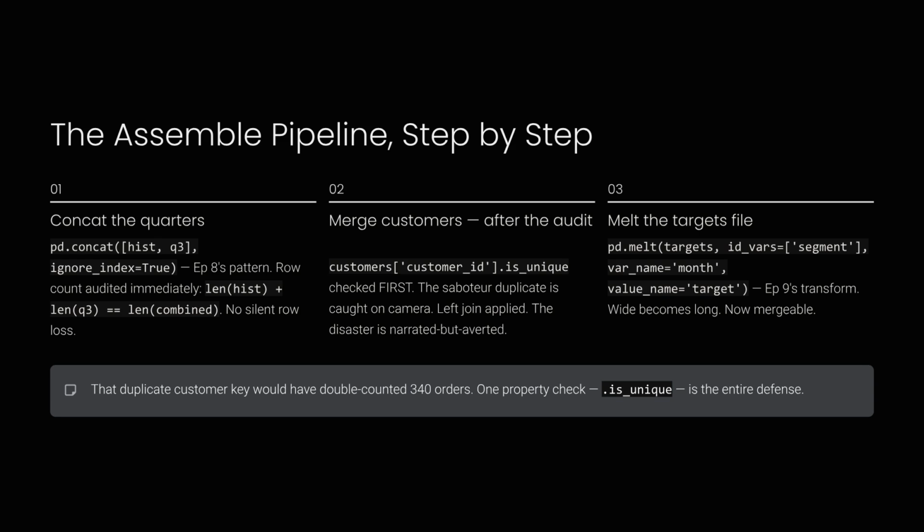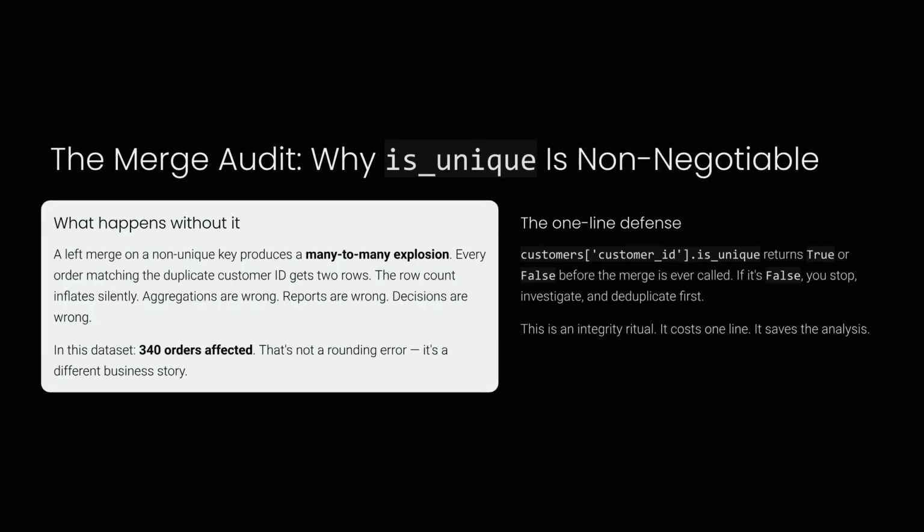During assembly, we concatenate our historical and new data, merge customer information after verifying unique keys, and melt the target file. A key takeaway here is that an isUnique check acts as our primary defense against data inflation. The isUnique check is non-negotiable. Without it, a merge on non-unique keys can cause a many-to-many explosion, inflating row counts and corrupting your entire analysis. This single line of code is essential for data integrity.